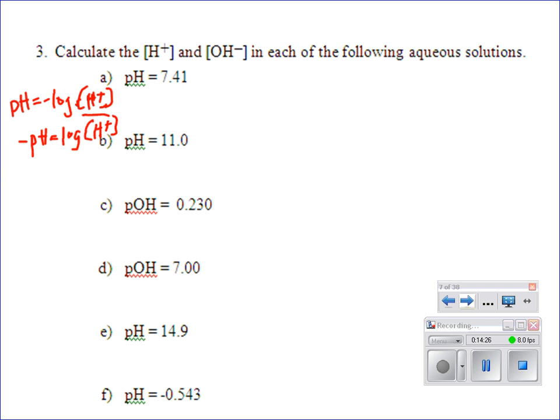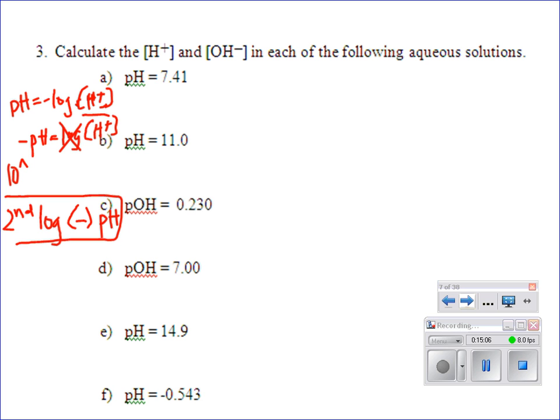How do I get rid of a log? 10 raised to that. So I do 10 to the negative pH, and that gets rid of that, and that's equal to your H plus. So your keystrokes in your calculator are second log, the little negative sign, not the minus, the negative sign, and then your pH or pOH value. And that'll give you your H plus or your OH concentration. That's how you enter it in the calculator. All right, we have to also watch the sig figs. A pH given to you as 7.41 is going to dictate we have a concentration with 2 sig figs in it. So watch yourselves.